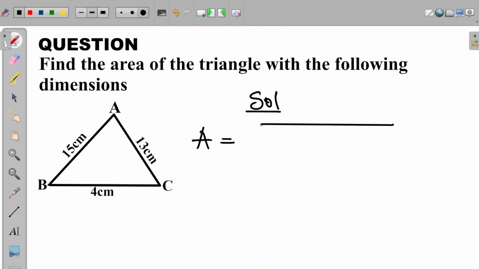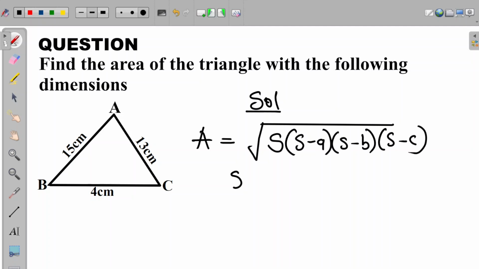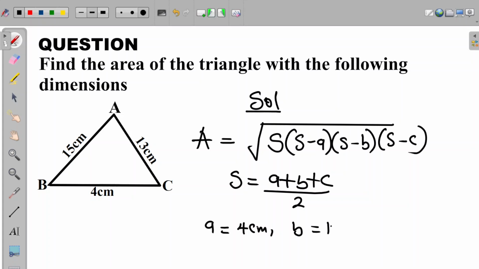And the formula is given as the square root of S multiplied by (S minus A) multiplied by (S minus B) multiplied by (S minus C), where S is equal to (A plus B plus C) divided by 2. Now, from the figure, small letter a is equal to 4 cm, b is equal to 13 cm, and c is equal to 15 cm.